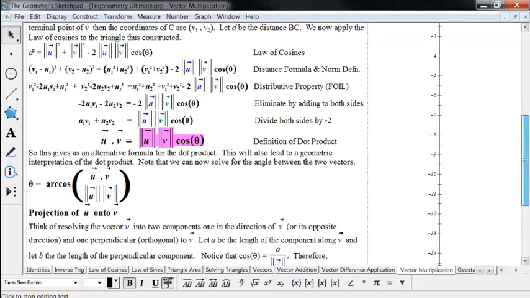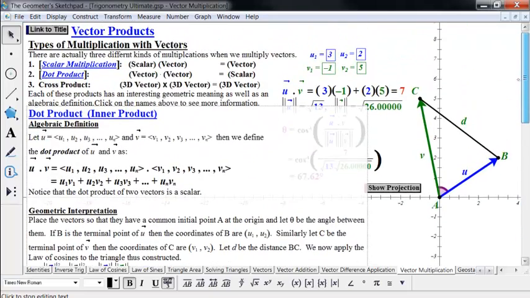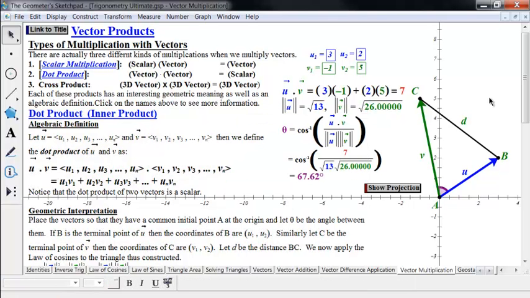We're going to resolve the vector u into two components, one in the direction of v, or its opposite, and one perpendicular to v. When we deal with vectors, we often use the word orthogonal where we're talking about perpendicular. And sometimes we talk about a normal vector as one that's perpendicular. So when you're dealing with vectors, the words normal, orthogonal, and perpendicular are really all the same thing. So let's take a look up here at our picture and see what we're talking about.